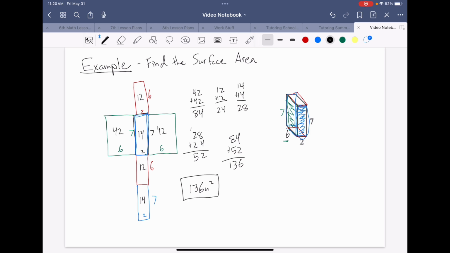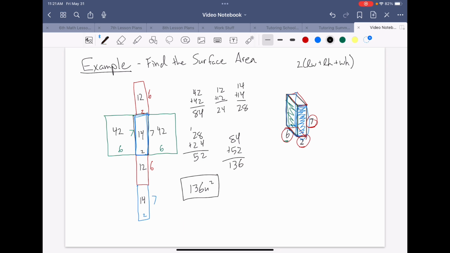Now, let me show you one more way of doing this. When it comes to a rectangular prism, they have a nice little formula, which is 2 times length times width plus length times height plus width times height. Essentially what I want to do is take my 3 numbers that I have, my 7, my 2, and my 6, and put them in pairs. That's all I need to do.